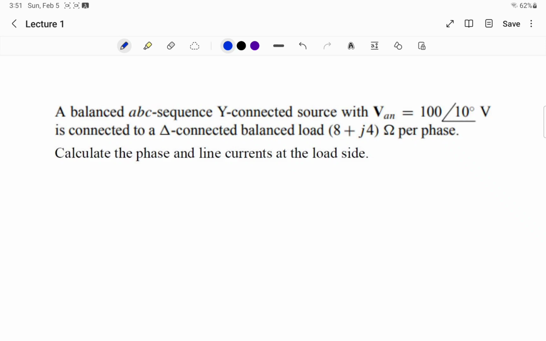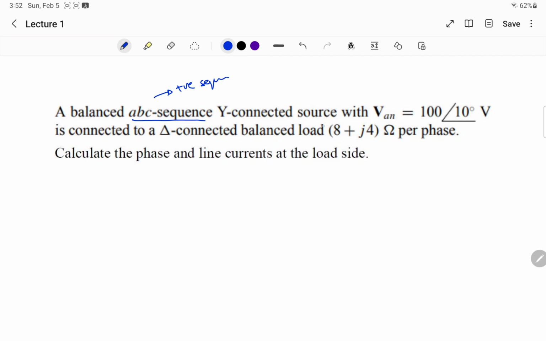And when we have text in front of us, a good engineer should be able to imagine what the real system is, what we are talking about in this text. We should be able to draw it and solve it. So first of all, a balanced ABC sequence, or another way of calling it, a positive sequence. We have a positive sequence.